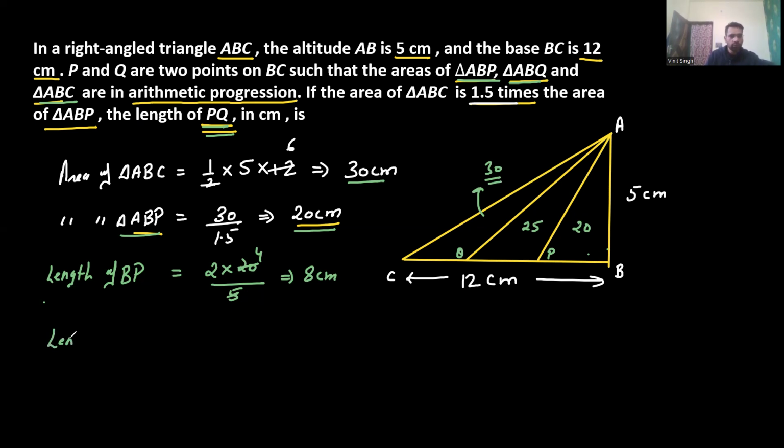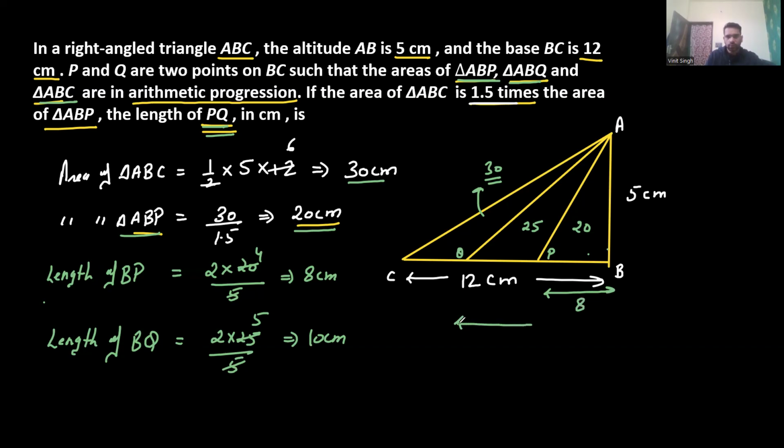Now length of BQ is 2 into 25 upon 5, 10 centimeter. BP is 8, BQ is 10 centimeter. Getting my point? So here are P and Q points, and these three triangles ABP, ABQ and ABC are in AP. The first one is 20, the last one is 30, so the remaining will be 25.